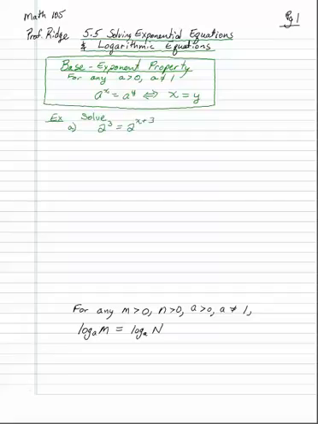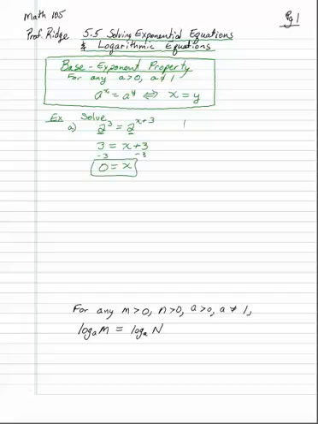Okay, so if we have the equation 2 to the 3 equals 2 to the x plus 3, the only way the left and right side can be equal to each other, since they have the same bases, is if the exponents are equal. So we drop the bases and say 3 equals x plus 3. We solve for x, so x equals 0.